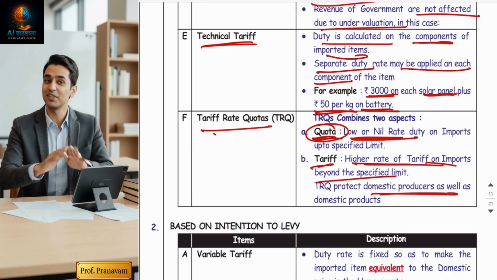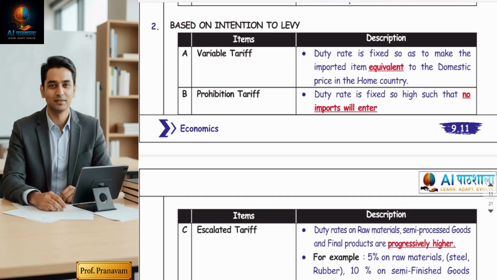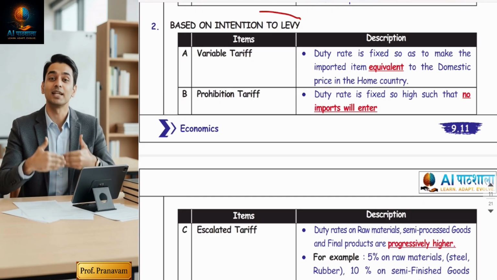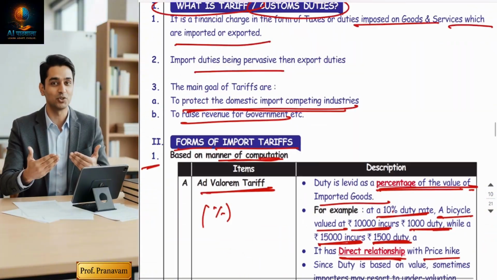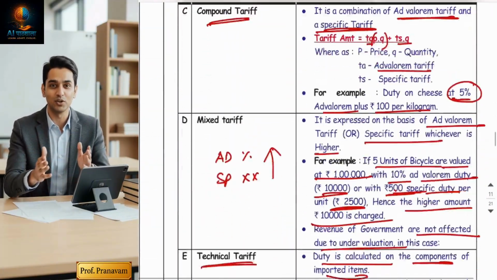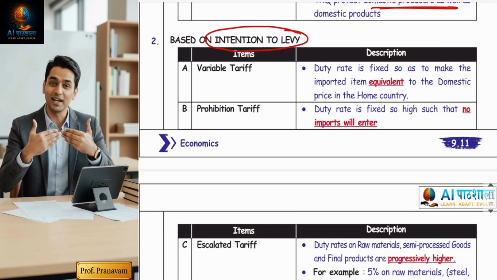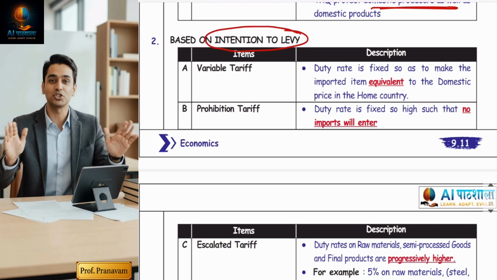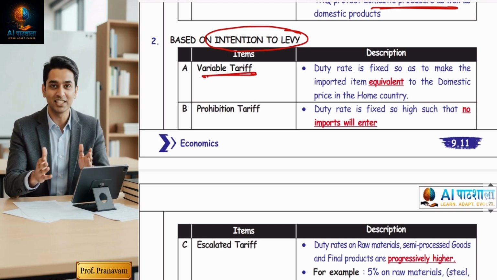Now let's get into the second part, that is tariff based on intention to levy. The first one was a computation base, and now the second one is tariff based on intention to levy. Now what are the intentions? We're going to focus on the intentions over here. The first tariff is variable tariff.